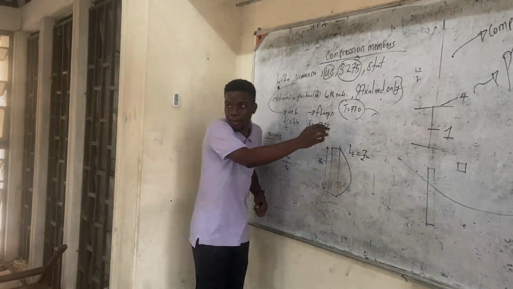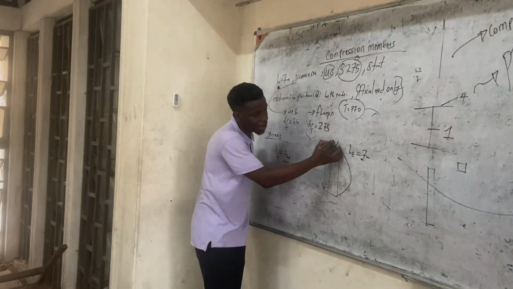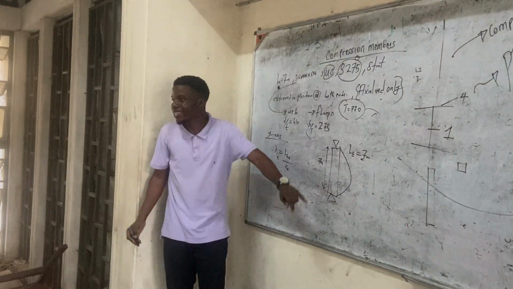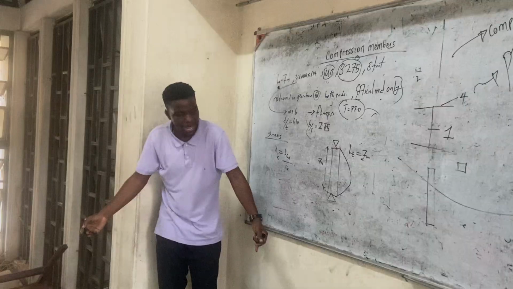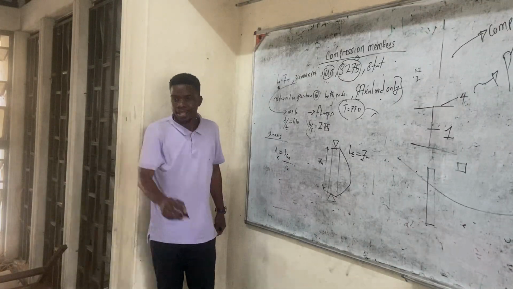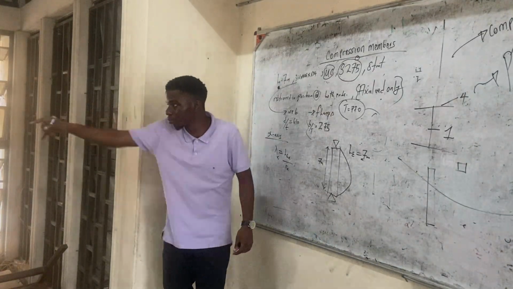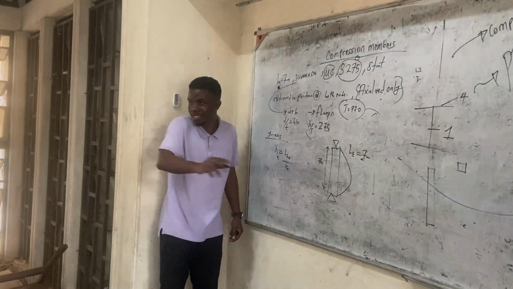Restraint in position at both ends is just like saying pinned at both ends, and effective length will be equal to the actual length. Why is it equal? Check table 22. I explained this initially, but check table 22.